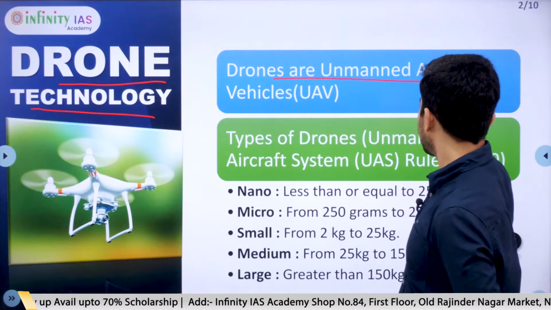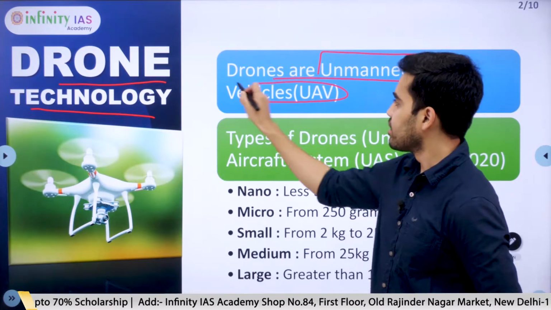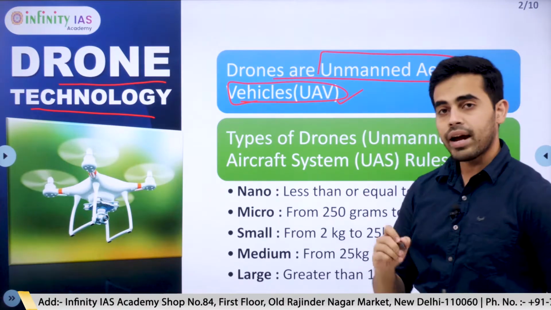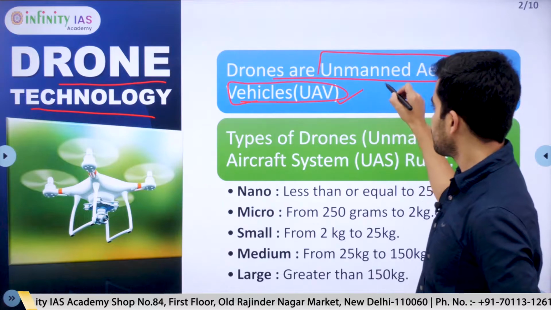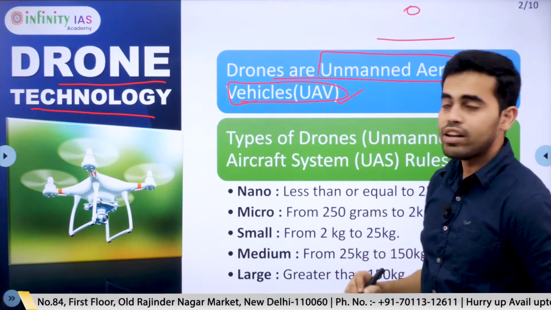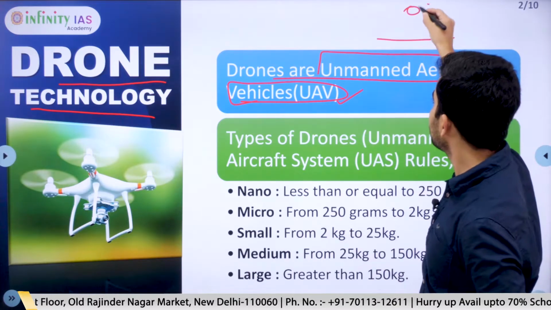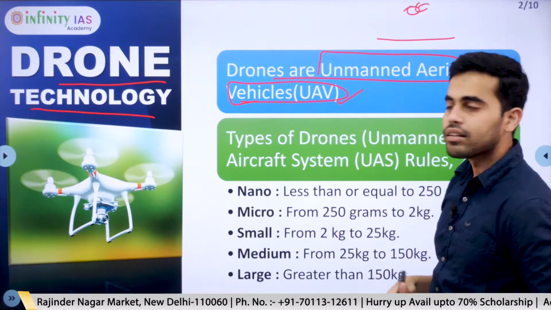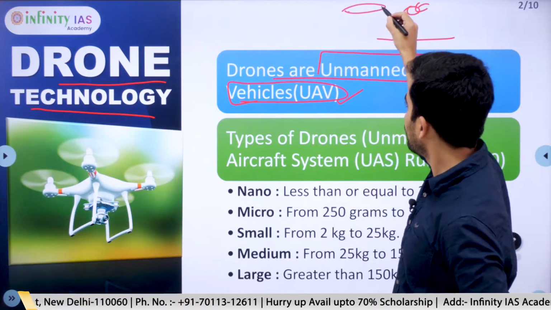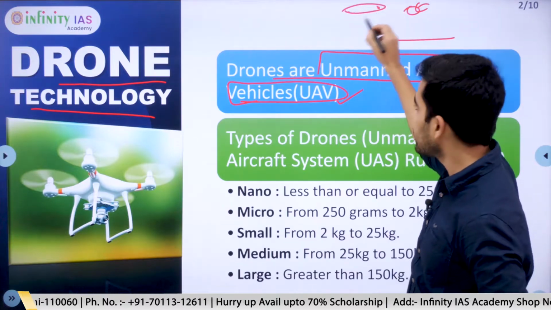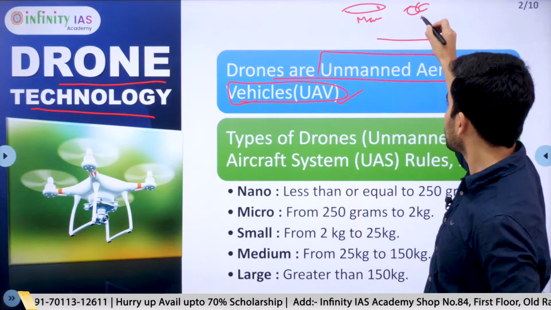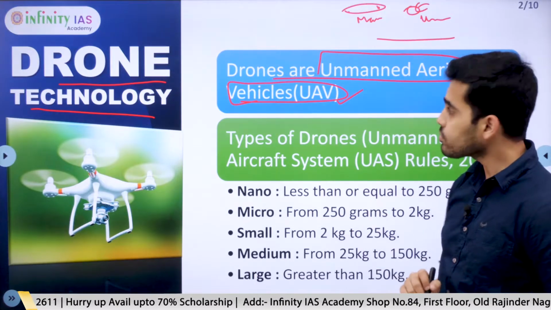A drone is basically an unmanned aerial vehicle. Drone is a layman term for the technical term, unmanned aerial vehicle. So what does this mean? Basically, drones are aerial vehicles that are not operated by human beings inside them. So they are unmanned. Whereas an aerial vehicle like an aeroplane has human beings sitting inside, operating it. So they are manned aerial vehicles, whereas drones are unmanned aerial vehicles.